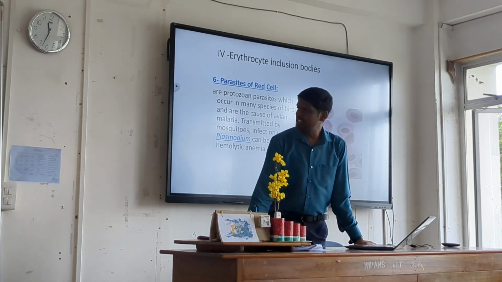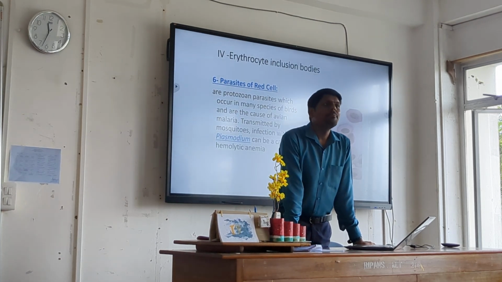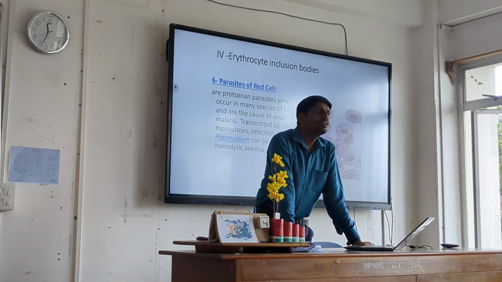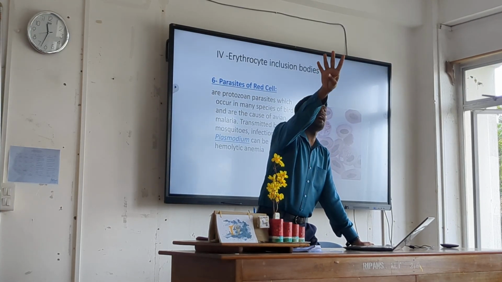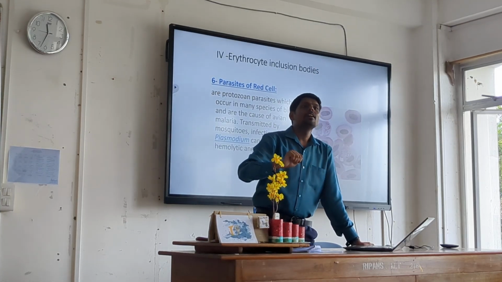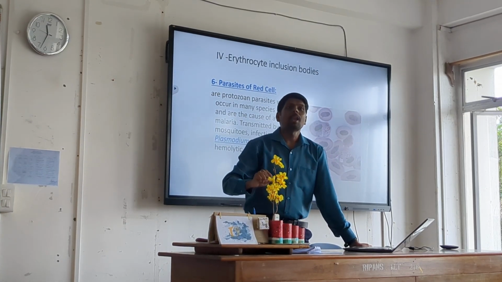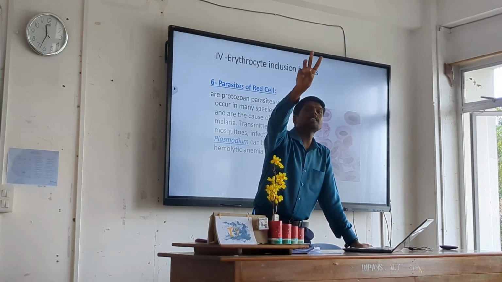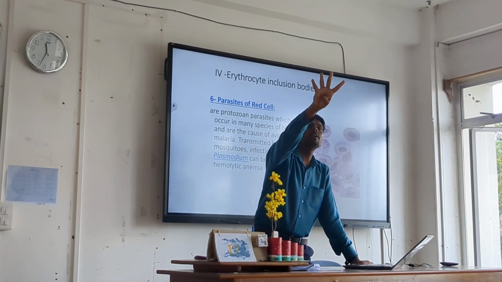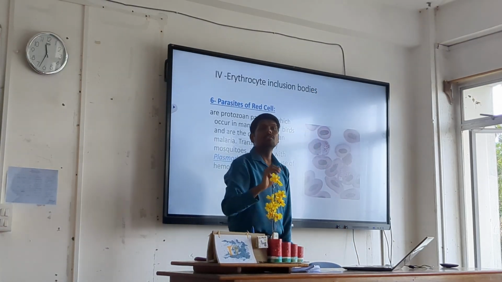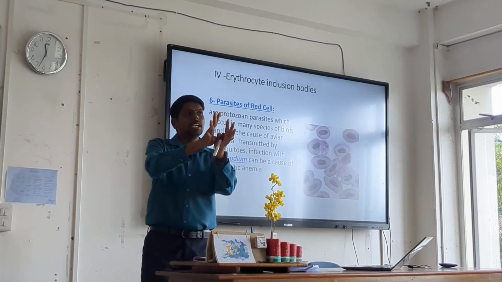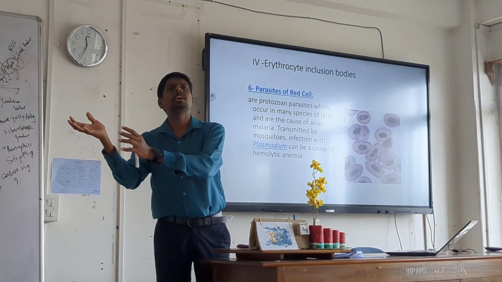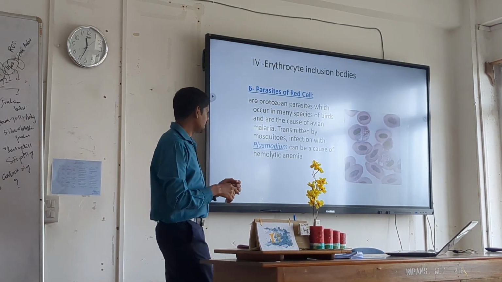And last and final, this is the one I was unable to recall. Parasites of red cells. Simple, you already know. In case of malaria, we have 4 famous parasites. What are those? Very good. Plasmodium vivax, Plasmodium ovale, Plasmodium falciparum, Plasmodium malariae. These 4 parasites have multiple stages, and in each stage they will show different types of inclusion bodies inside the RBC.